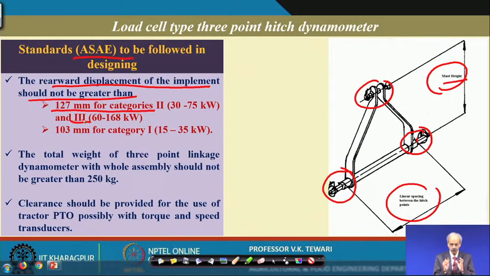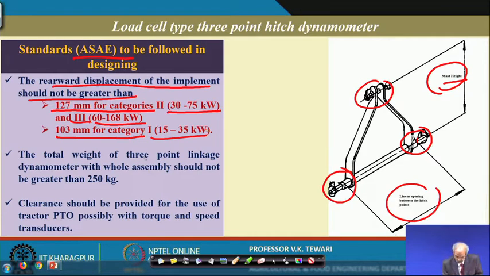Now, these categories 2 and 3 represent 30 to 75 kilowatt and 60 to 168 kilowatt tractor sizes. For these tractors, if you have the 3-point linkage, then they will be called category 2 and category 3, and not more than 103 millimeter for category 1, which is 15 to 35 kilowatt tractors, for which we have the 3-point linkage.